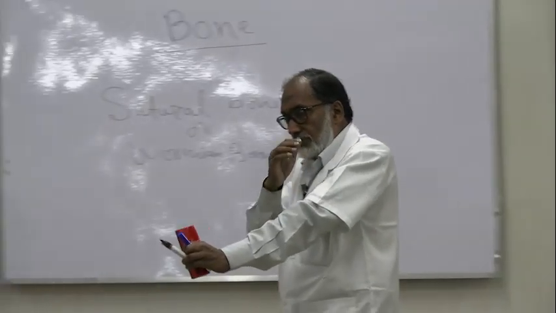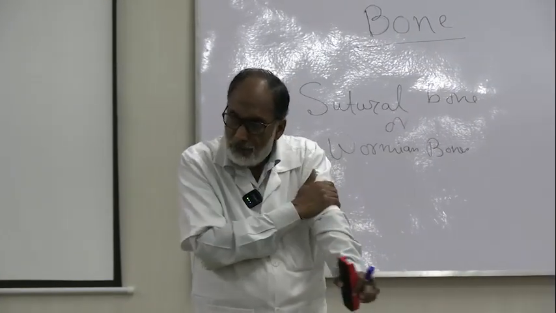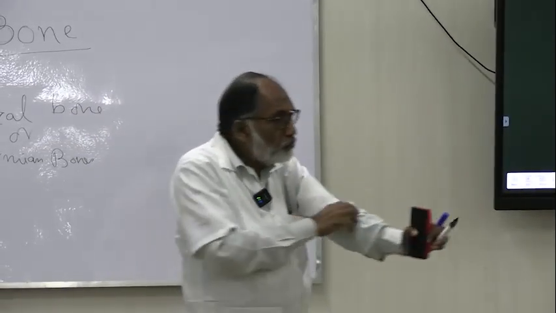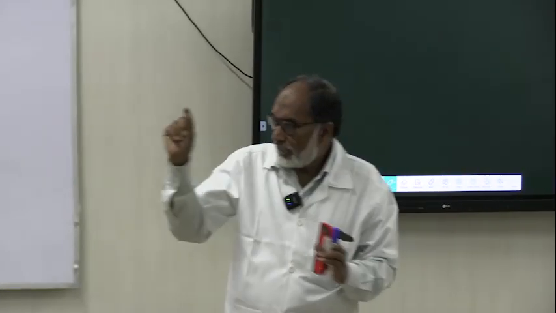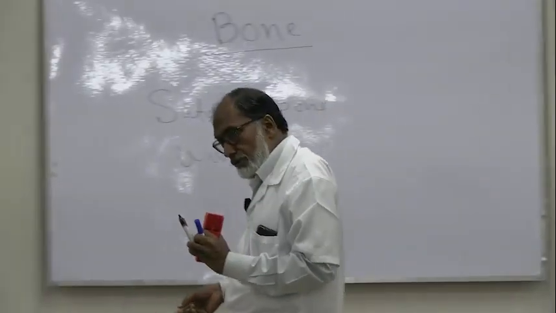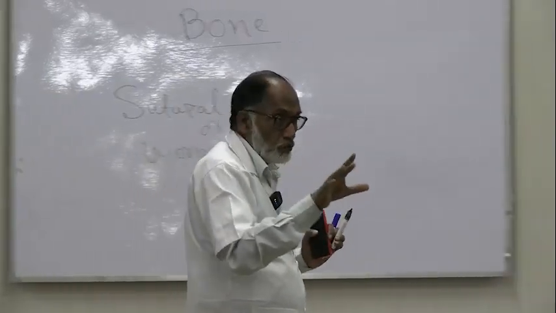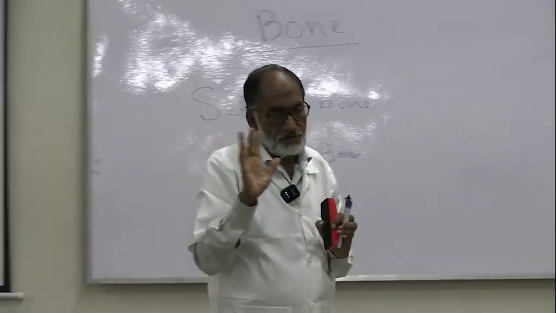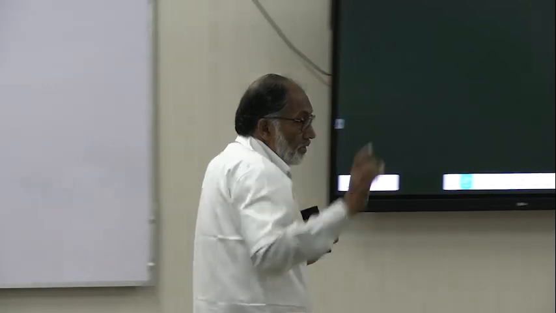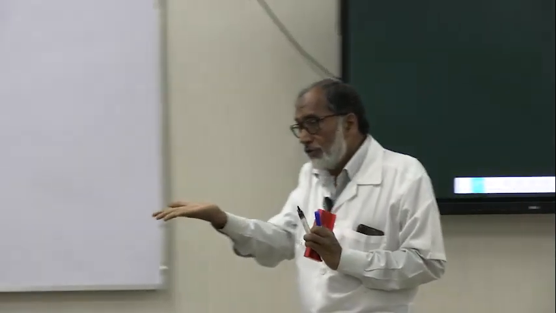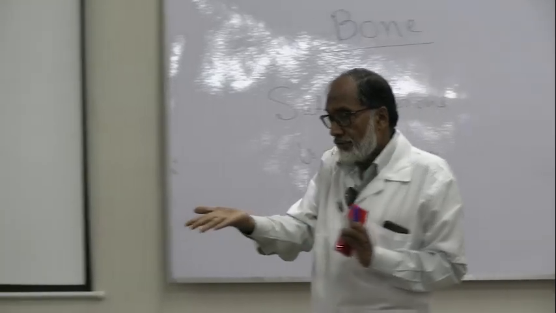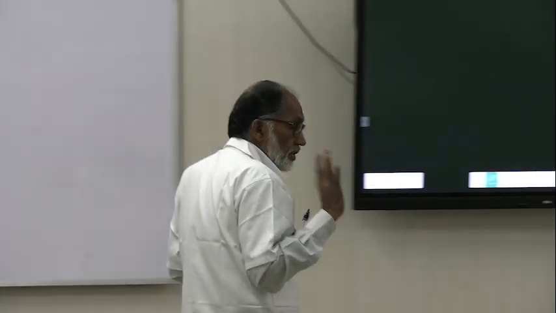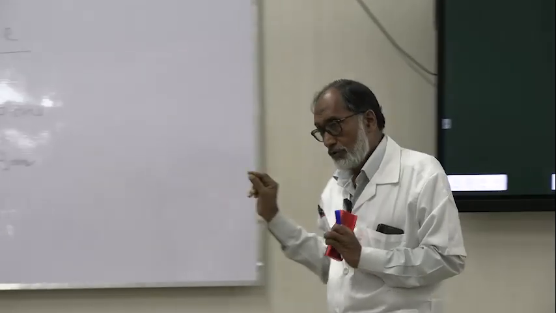The shaft develops from the primary center of ossification, and the two ends develop from secondary centers of ossification. But in miniature long bones, there is only one center of ossification. Examples are metatarsals and metacarpals. They are miniature long bones.